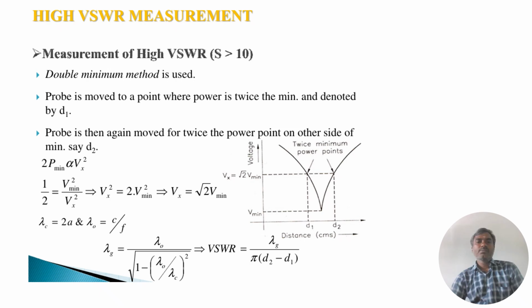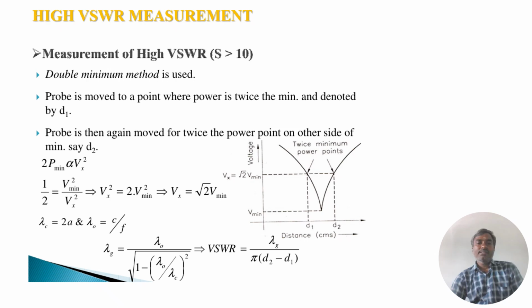Now we will see the procedure for measuring high VSWR. For measuring the high VSWR also, the same microwave bench setup is used with the slotted line section. Now the probe of the slotted line section is moved to the point where the power is twice that of minimum power, and again the probe is moved towards the right hand side to get the second point where the power is twice that of minimum power. From that we can find D2 minus D1, the distance between the two points.